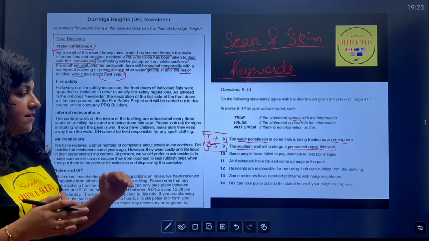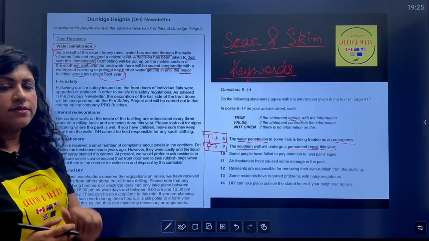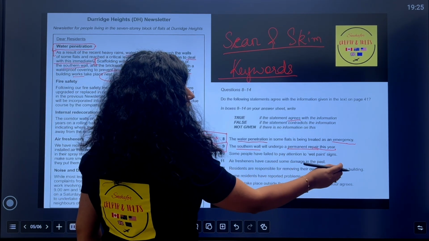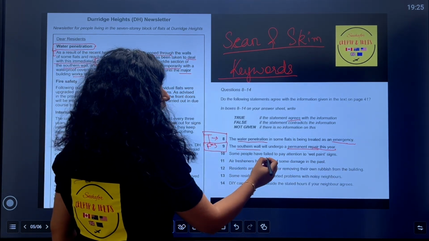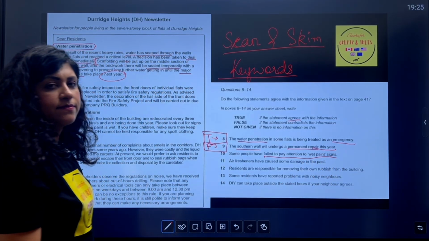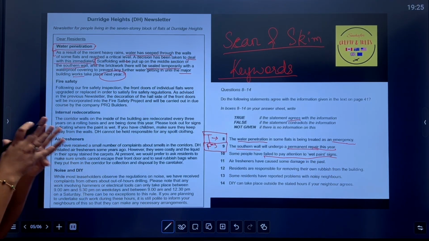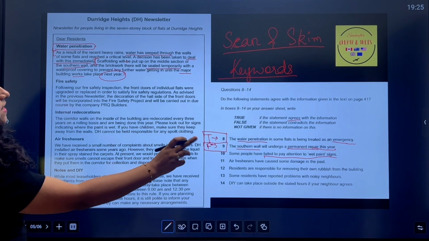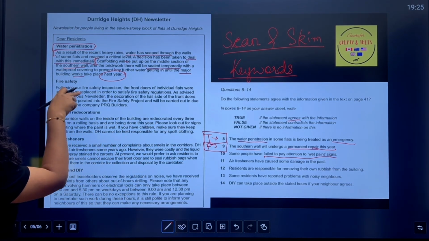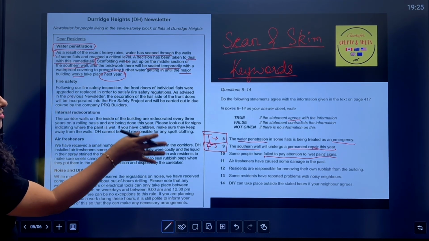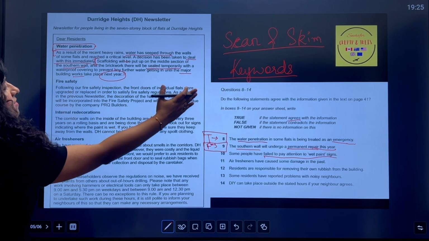Right? Now let's come to question number 10. Some people have failed to pay attention to wet paint signs. Failed to pay attention to wet paint signs. Look for these keywords. Scan for these keywords now. I know wet paint signs, it's not making any sense in fire safety. Or just to make sure, you can quickly scan this text.